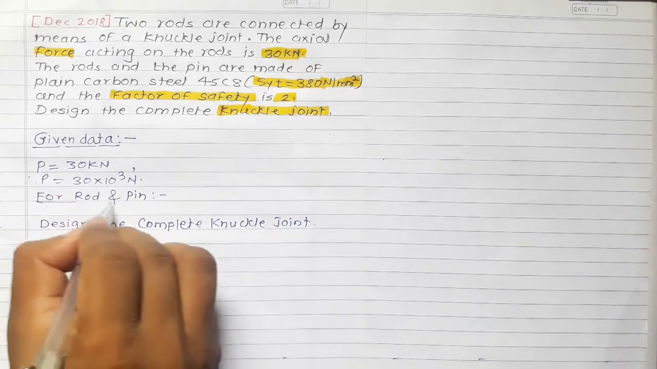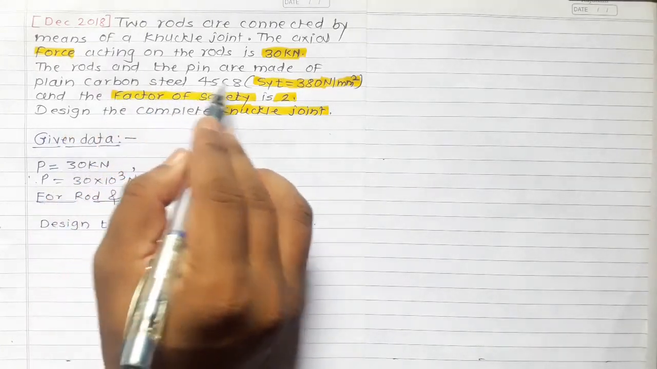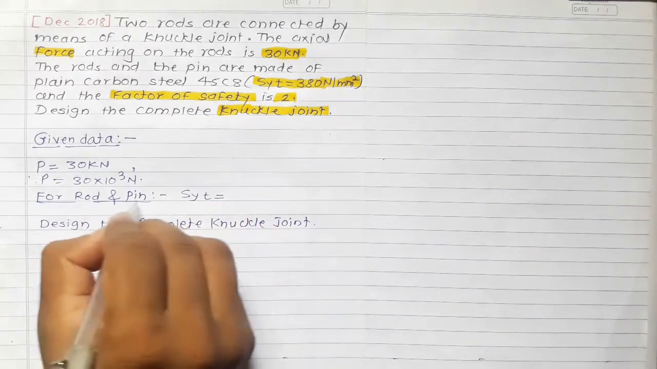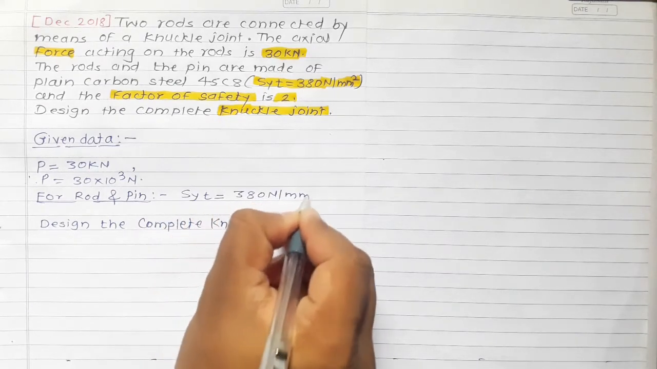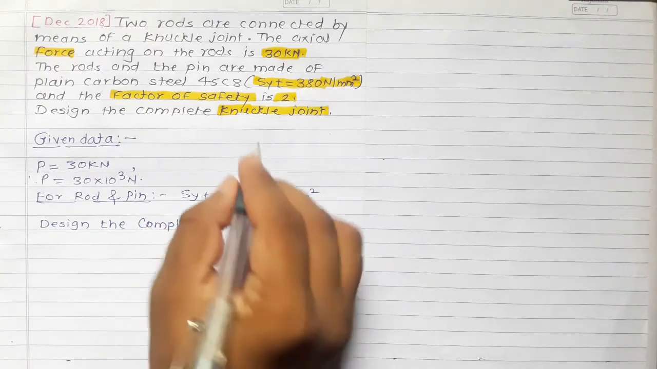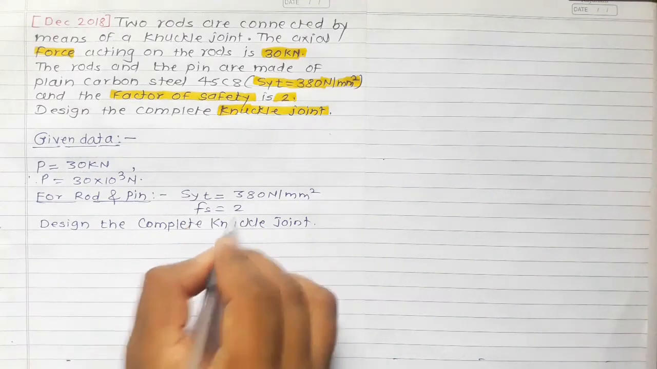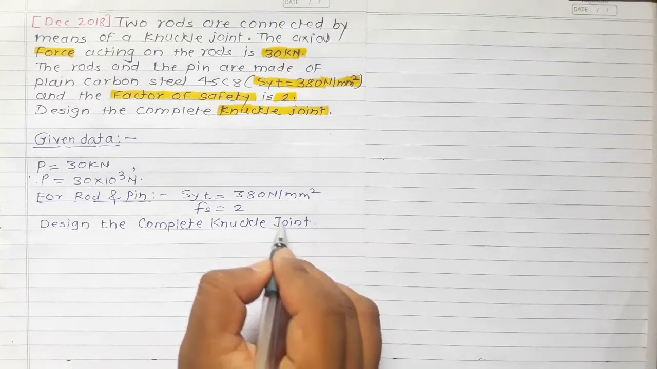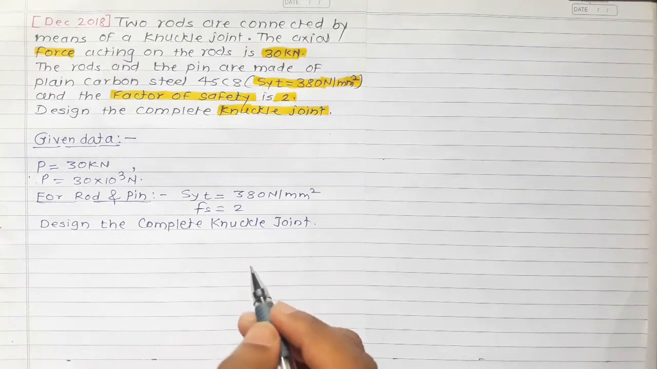Now next, for rod and pin, the value of property of plain carbon steel is given. That is SYT, yield strength, and it is same for both rod and pin. So SYT is 380 Newton per mm square, and Fs, which is required to find out the permissible stresses, is given. Factor of safety is 2. So this is Fs, factor of safety, Fs 2, and we have to calculate the complete knuckle joint. Complete knuckle joint indicates that we have to solve all the 7 steps.